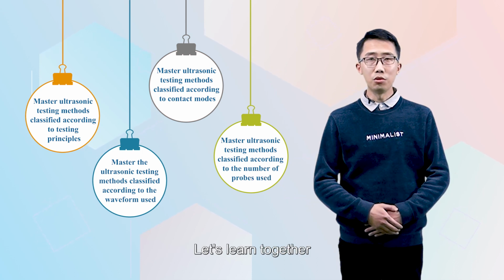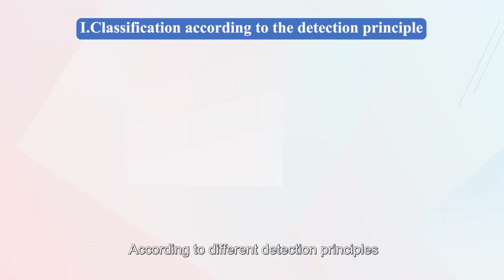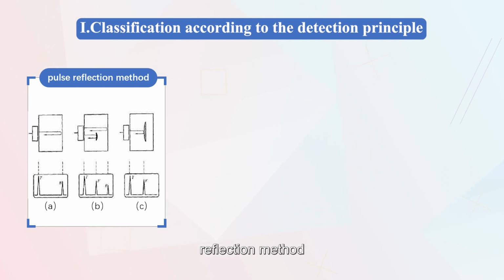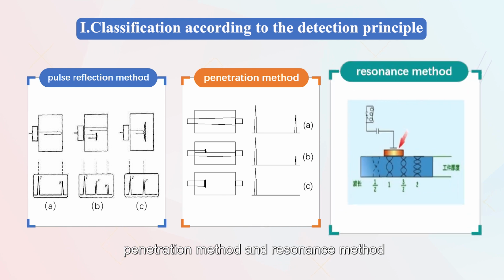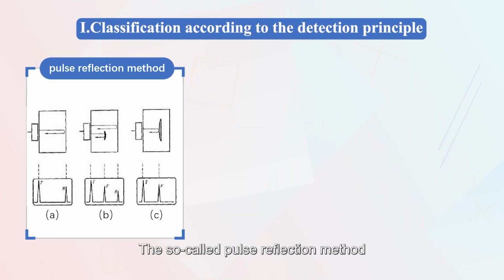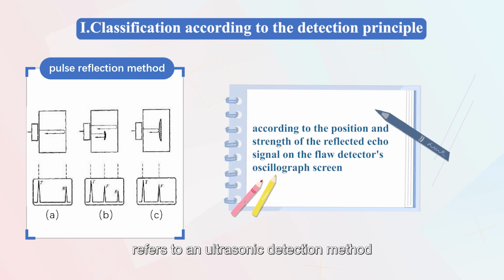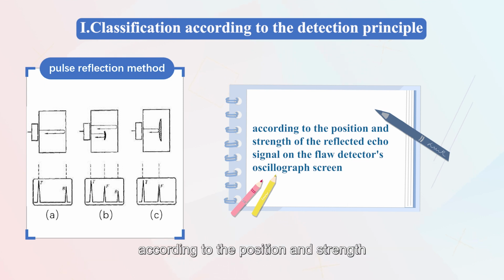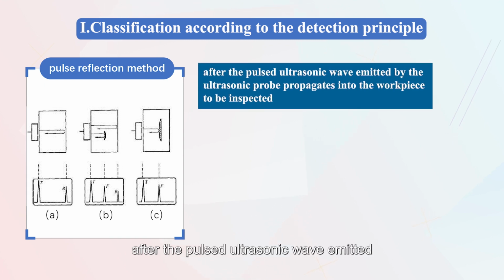Let's learn together. According to the different detection principles, ultrasonic detection methods can be divided into pulse reflection method, penetration method, and resonance method. The so-called pulse reflection method refers to the ultrasonic detection method that determines the defect information in the workpiece according to the position and strength of the reflected echo signal on the oscillograph screen after the pulsed ultrasonic wave emitted by the ultrasonic probe propagates into the workpiece to be inspected.